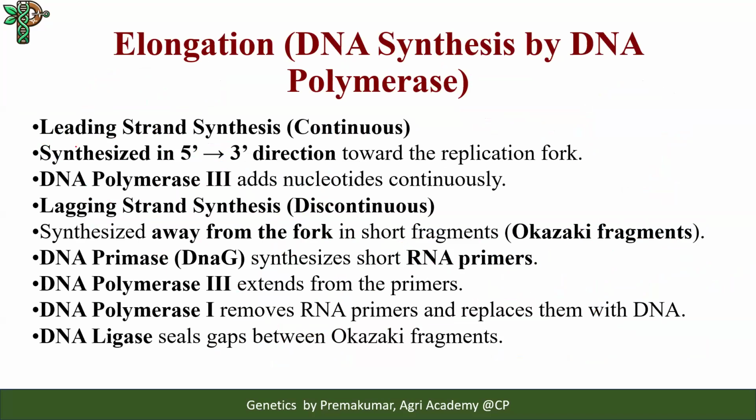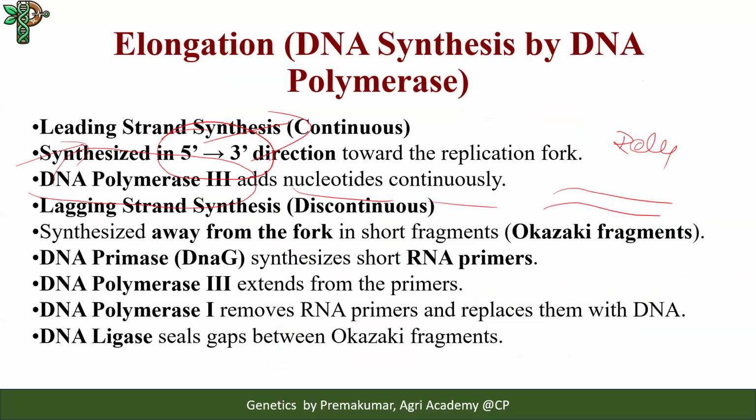Elongation means DNA replication, and you always remember it is in the 5 prime to 3 prime direction only. Always your DNA replication occurs in the 5 prime to 3 prime direction only. Okay. Then which is the main enzyme? DNA polymerase 3 enzyme, which adds the nucleotides continuously to the growing chain.